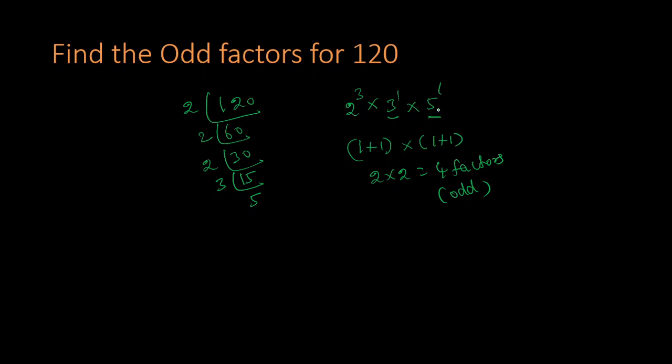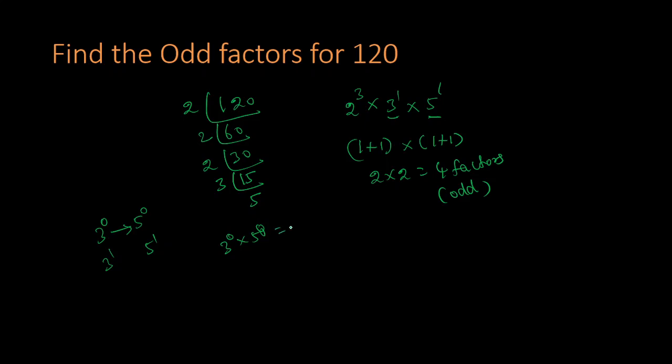I hope that you are able to get it. Now what are the 4 odd factors which divide this 120? What is the minimum power for 3 here? The maximum is 1, so the minimum is 3 to the power of 0, and the maximum is 3 to the power of 1. And for 5, it is 5 to the power of 0, and 5 to the power of 1. So what are the factors now? Multiply 3 to the power of 0 into 5 to the power of 0.